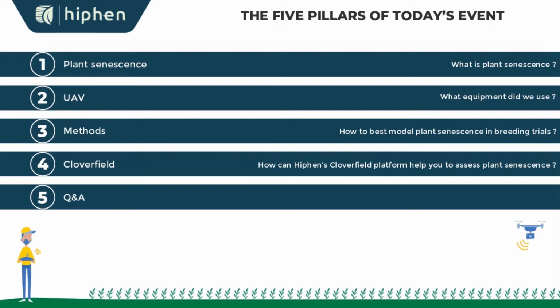The webinar today is divided in 5 sections. We will talk about plant senescence to start with: what is it and why is it important? We'll talk about UAVs and the equipment that we used for this use case. We'll talk about methods, how to best model it, and Cloverfield, which is our data platform that allows us to automate this kind of calculation. The final part will be looking at the Q&A.